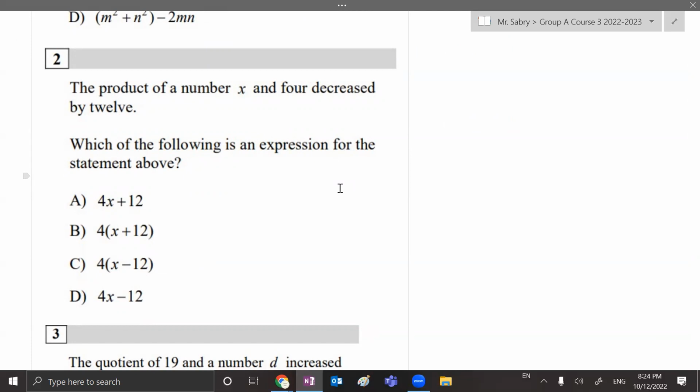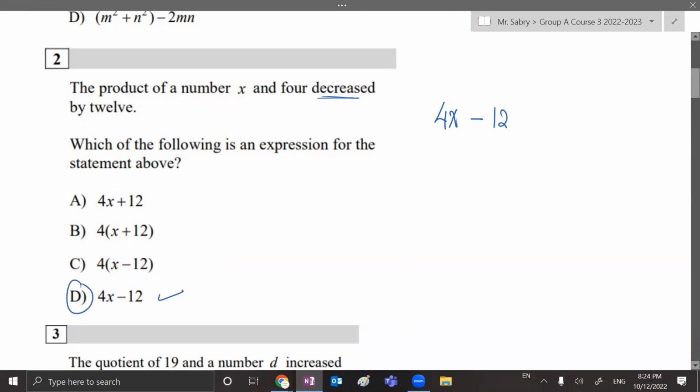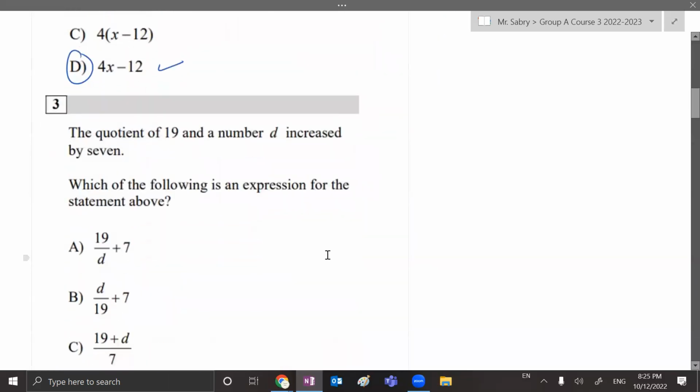So when it says the product of a number x and, I look for what, and it's 4. So what does the product of x and 4 mean? It means 4 times x. Now decreased by means minus 12. So that's it: 4x minus 12. It's D right away. How is this? Easy so far? No, it's easy.